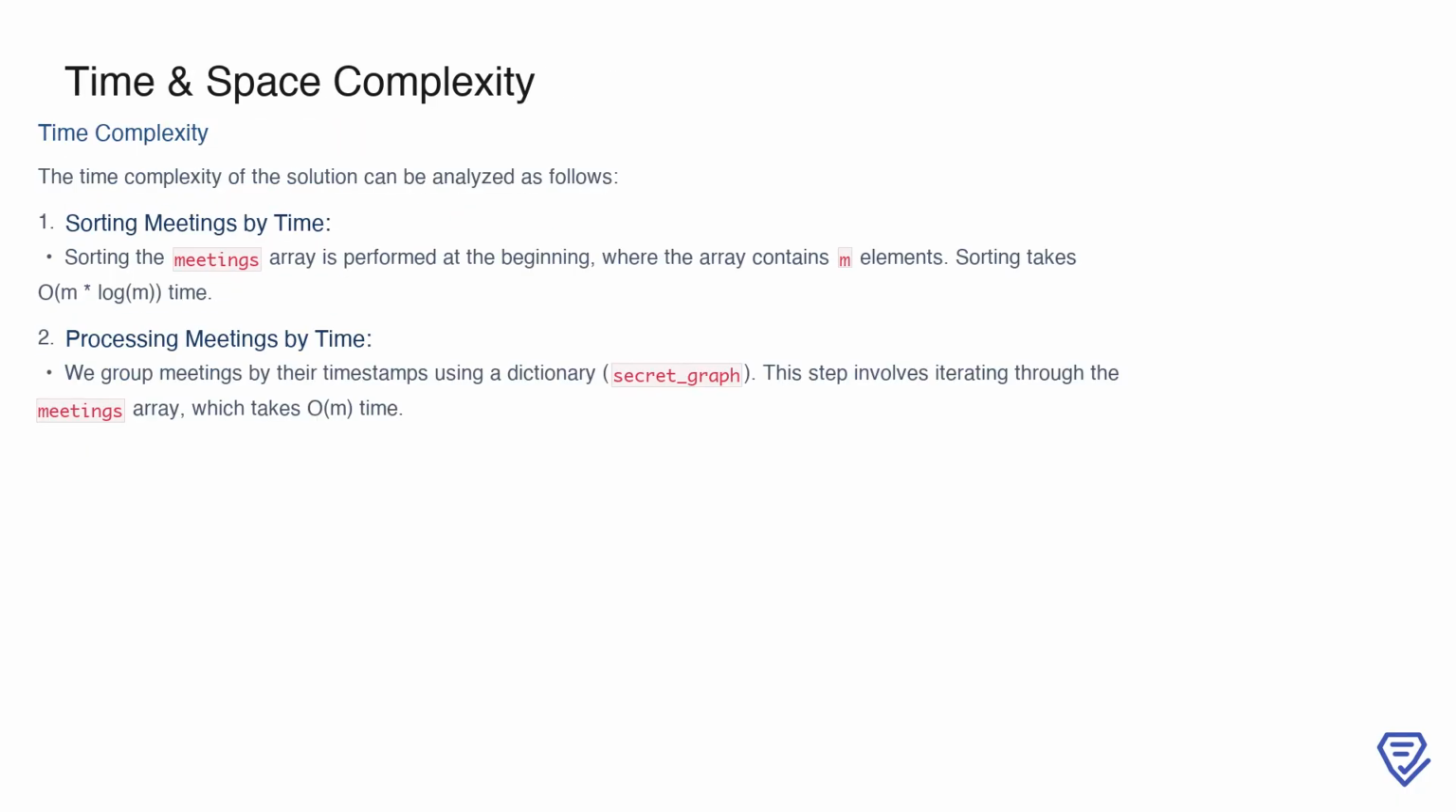To understand the time complexity of our solution, let's break it down step by step. The first step involves sorting the meetings array based on their timestamps. Since the array contains m elements, the sorting operation takes m*log m time. After sorting, we group the meetings by their timestamps using a dictionary called secret_graph. This grouping process involves iterating through the meetings array once, which is an O(m) operation. These steps lay the foundation for processing the data efficiently in the subsequent steps.